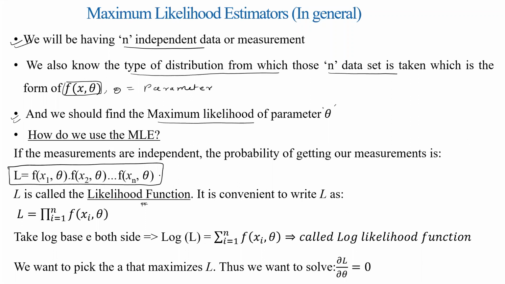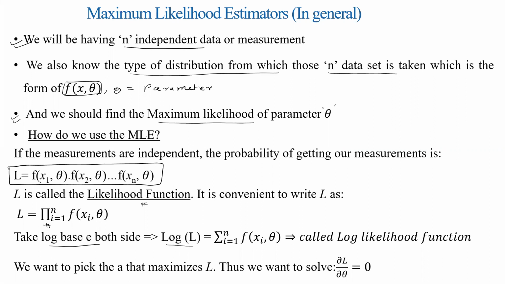So if you can see here, you have f of x1 comma theta into f of x2 comma theta, so on up to xn comma theta. So this whole product is represented with this symbol, product from i from 1 to n of f of xi comma theta. Then we will take log base e on both sides.